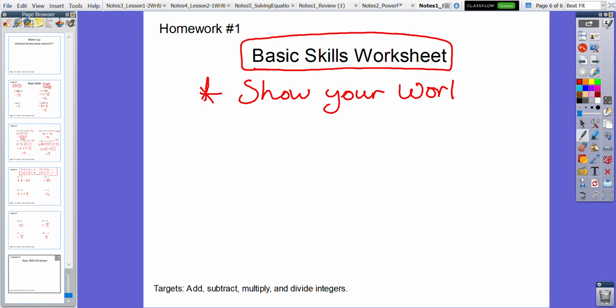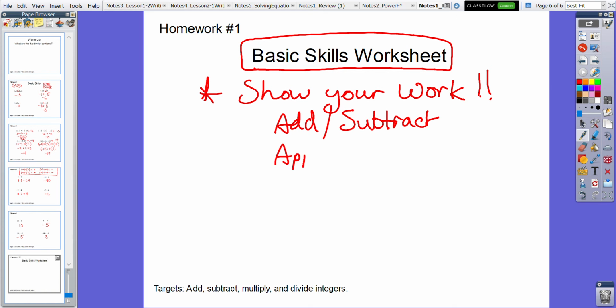More so, not necessarily on the multiplication and division ones, but for addition and subtraction, okay, apply that keep, change, change rule. So you're applying keep, change, so that way we don't get confused here. Okay, I know a lot of you guys can probably do mental math, but I want to be able to see your work.